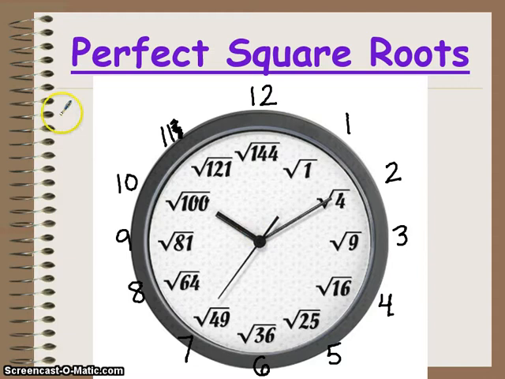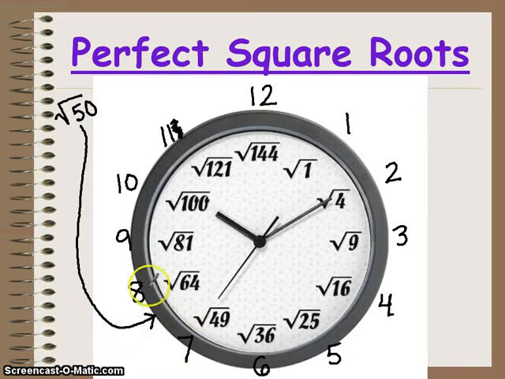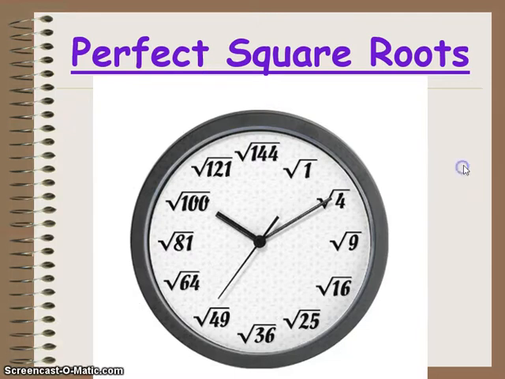So if I said the square root of 50, is it perfect or non-perfect? It's not perfect because it's somewhere in between 7 and 8. So would this be rational or irrational? Irrational because it is not perfect. So knowing your perfect square roots can help you know whether it's an irrational or rational number.